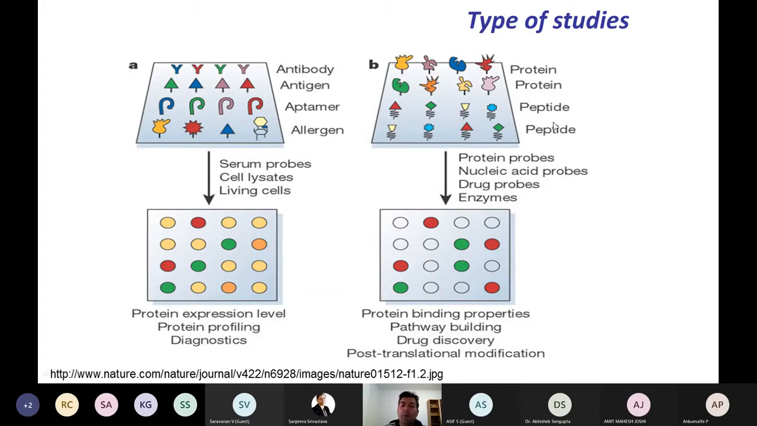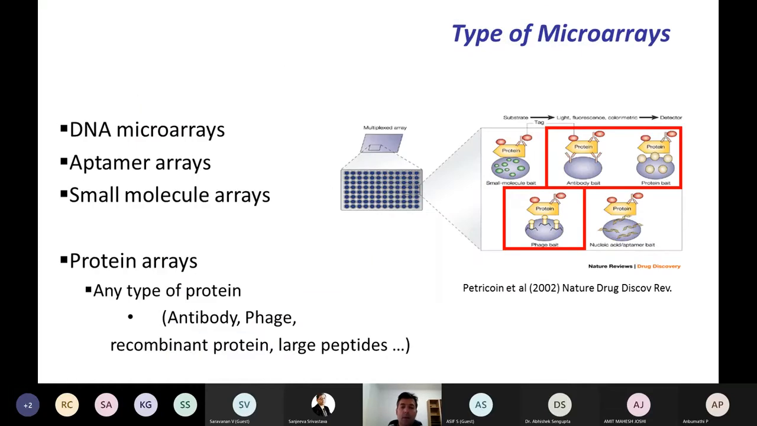If we print proteins or peptides and incubate with protein probes, nucleic acid probes, drugs, or enzymes, we can get information related to protein binding properties, pathway binding, drug discovery, or post-translational modifications. Regarding the different types of microarrays, we can have DNA microarrays, aptamer arrays, small molecule arrays. But my area of expertise is proteomics, and the course is about omics technologies. We are going to talk about protein microarrays, which involve any kind of protein, antibody, phage, recombinant protein, peptides, or any complex.